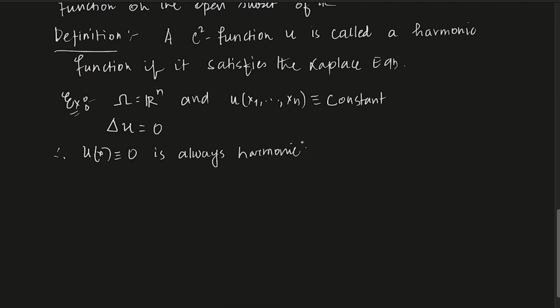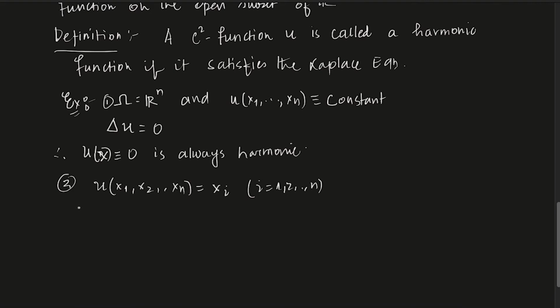Whenever you can take any omega you want, omega is any open set, and u of x is always going to be a harmonic function. Okay, so that's one example. Can you think of another example? So let us assume that omega is an open set, and u of x1, x2, ..., xn, let's just call it, I'm writing it for n, you can just think of 2 dimensions also, no issues. So let's say u of x is xi, whatever i is, i can be 1, 2, whatever, n.